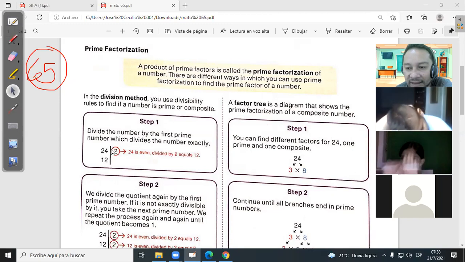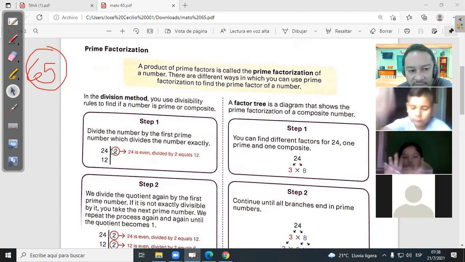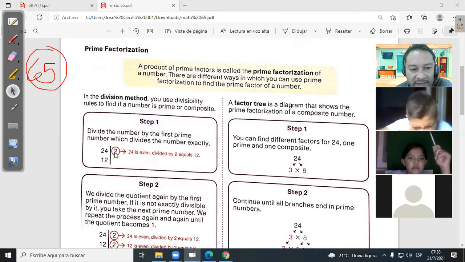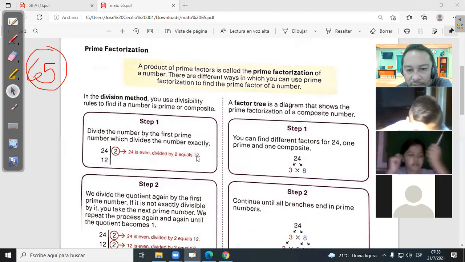24 has a half? Yes, 12. Then we are going to get the number 2. And what is the half of 24? 12. And then we said 24 is evenly divisible by 2, which equals 12.